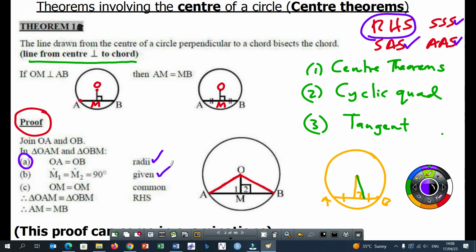This will be given. How do I know that it's given? It's because of this wording. Okay? A line drawn from the center of a circle perpendicular to a chord bisects the chord. So you'll be told that the line is perpendicular according to this theorem. Since the line is perpendicular to a chord, it means the 2 angles that are along AB will be 90 each.